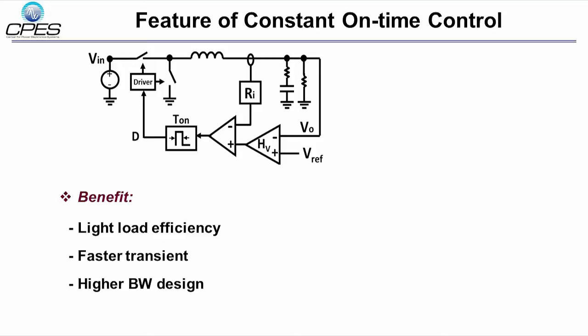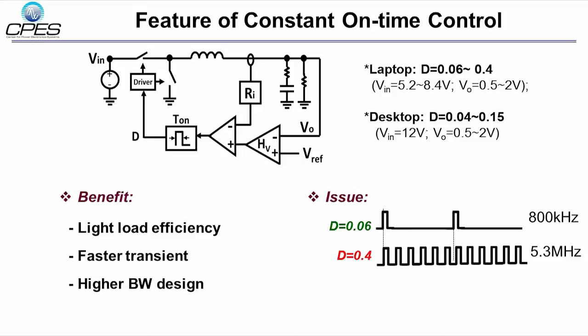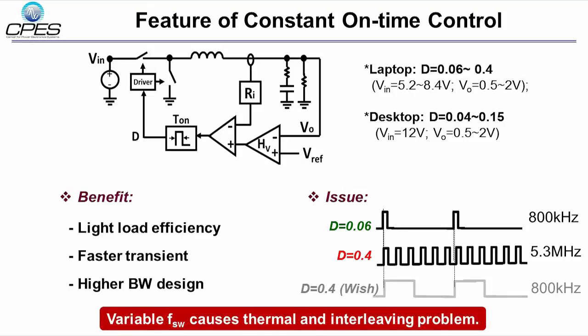However, since the on-time is fixed, the switching frequency can change widely under input and output voltage change. For a laptop VR as an example, the duty cycle can change between 0.06 to 0.4. If the switching frequency at D equal to 0.06 is 800 kHz, the switching frequency can increase to 5.3 MHz at D equal to 0.4. In the end, it may cause thermal issues and make it very difficult to achieve good interleaving.